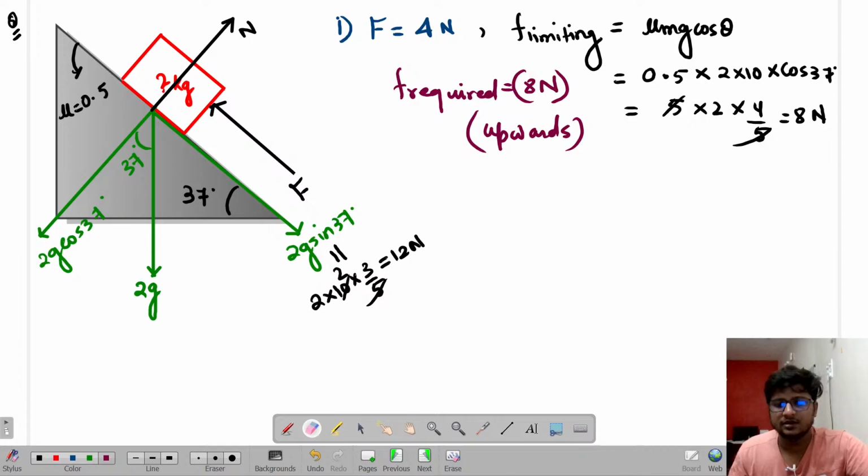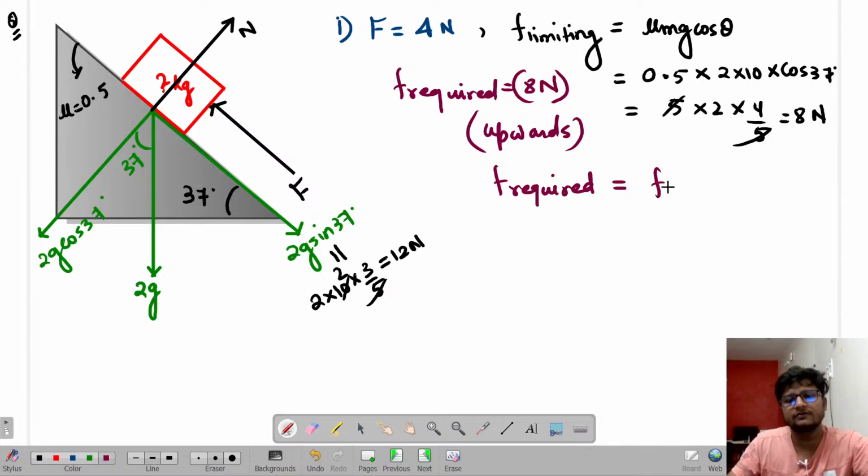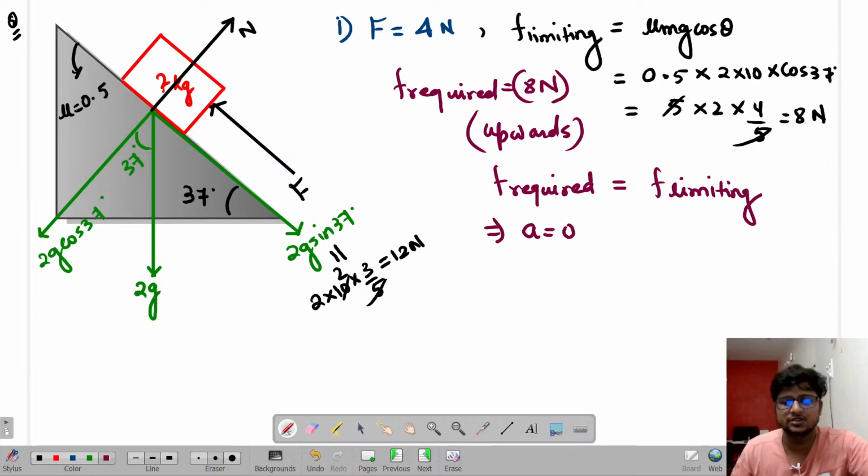Now, if I get to know this 12 Newton and all, look over here. F limiting is also 8 Newton. So definitely my F required over here is exactly equal to F limiting or not. So this means again what? Acceleration will become how much? 0.